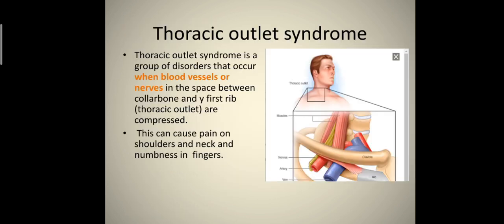Now thoracic outlet syndrome. Here we can see that this one is the scalenus medius muscle and this one is the scalenus anterior muscle. Both muscles are inserted on the superior surface of the first rib, and the brachial plexus emerges between the two muscles. This one is the brachial plexus, which passes between the scalenus medius and scalenus anterior muscle, and this one is the subclavian artery and subclavian vein.